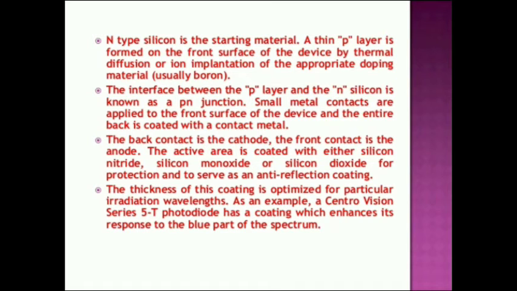The active area is coated with either silicon nitride, silicon monoxide, or silicon dioxide for protection and to serve as an anti-reflection coating. The thickness of the coating is optimized for a particular irradiation wavelength. As an example, the Centronic series 5T photodiode has a coating which enhances its response to the blue part of the spectrum.